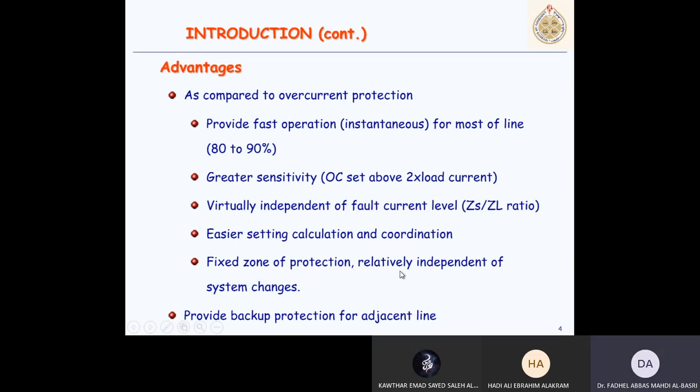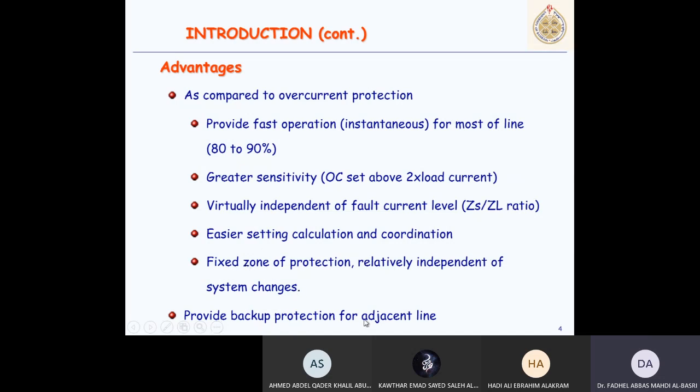Fixed zones of protection, relatively independent of system changes. And in overcurrent, the operating time can change as current changes, although the fault location is at the same fault point. I have covered this in the differential relay chapter. This is like a fixed zone. If the zone covers 80%, it almost covers 80%. There is a degree of tolerance for these zone reaches.